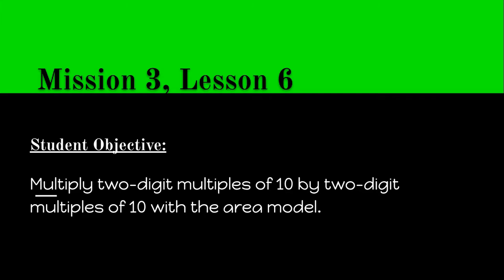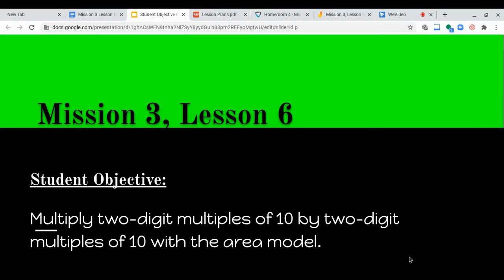Now, the key is it says 2-digit multiples of 10, so we're only going to do those multiples of 10. So it's going to be like 10, 20, 30, 40, 50, 60, 70, 80, 90. And that would be a 2-digit multiple of 10. We're not going to get advanced yet and multiply 92 by 52 or anything like that. Okay, so let's take a look here.